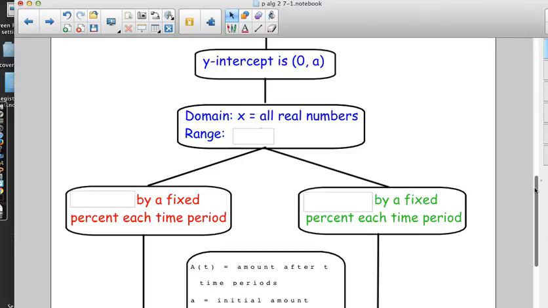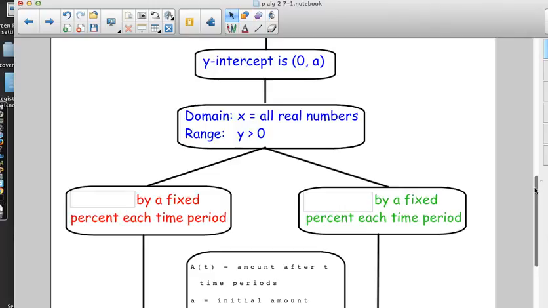But we don't get all y's back. We didn't use anything below the x-axis. So our range for these was y is greater than 0, because in fact it couldn't come out to 0. It would get super close, but not quite there.